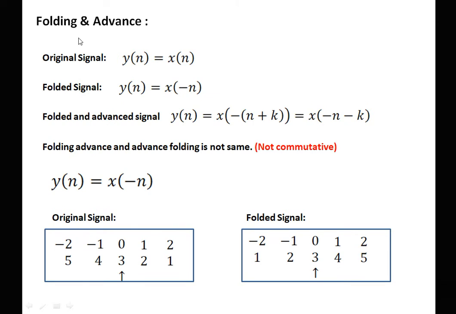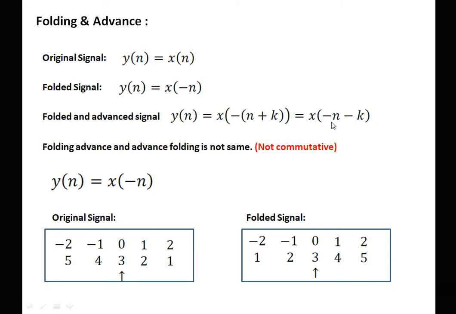Next is folding and advance. Original signal, folded signal, now folded and advance signal. Now x of minus n plus k becomes x of minus n minus k. Here it is not the delay operation. Here, as it is coming with the minus n, it is what? Advance operation. In advance we always shift the arrow to the right hand side. Folding advance and advance folding is again not the same, as the folding operation has higher priority. So first do folding and then do the advance operation.